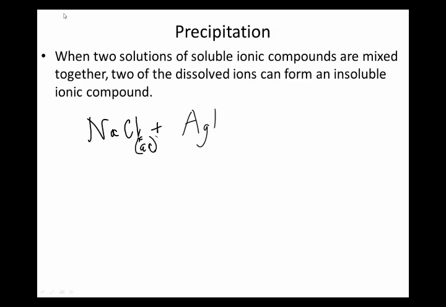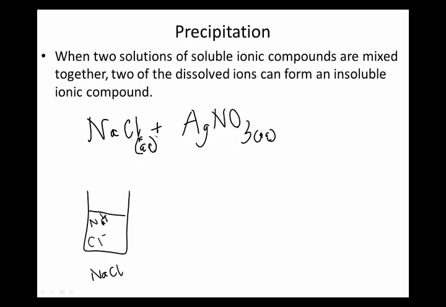Silver nitrate is soluble because nitrate-containing compounds are always soluble. So what I have over here in one beaker is sodium chloride. Now remember, what happens to ionic compounds when they dissolve? They dissociate. So I don't really have sodium chloride. What I have is a big beaker full of sodium ions and chloride ions, right? They're not really sodium chloride. That's just how it's written on the bottle.